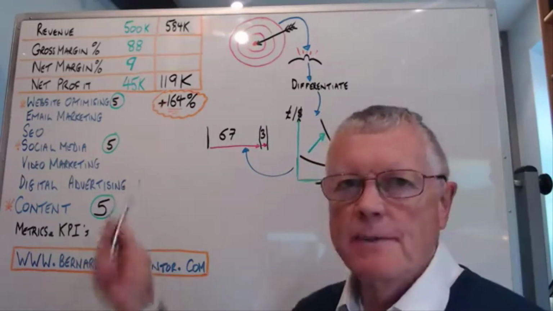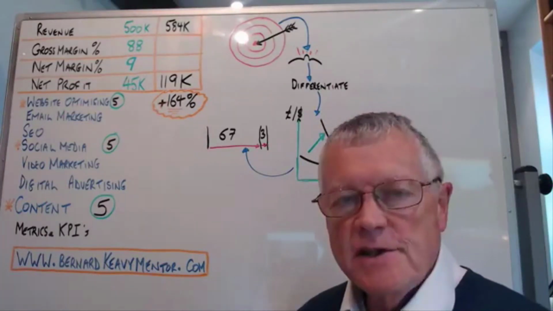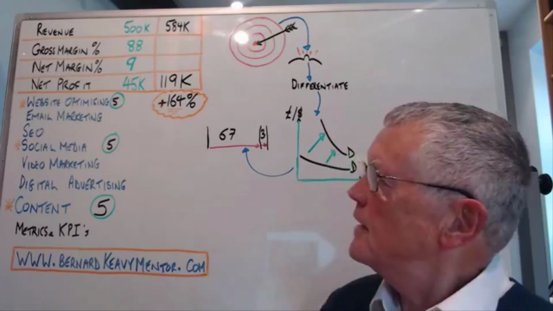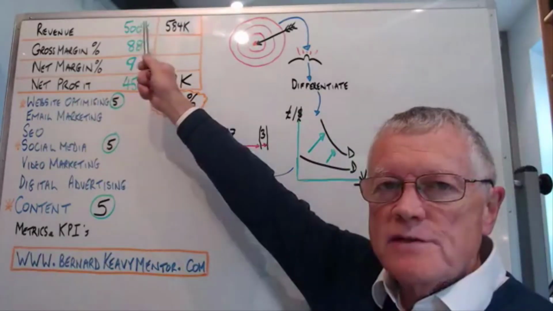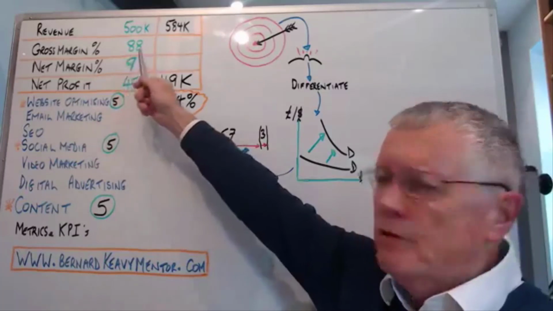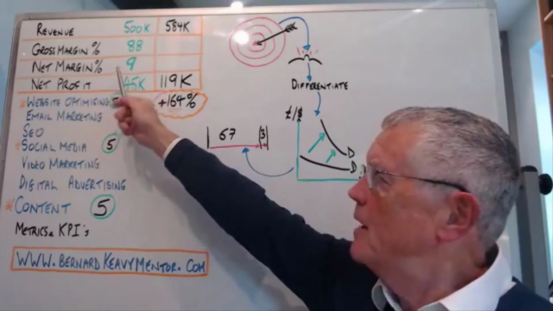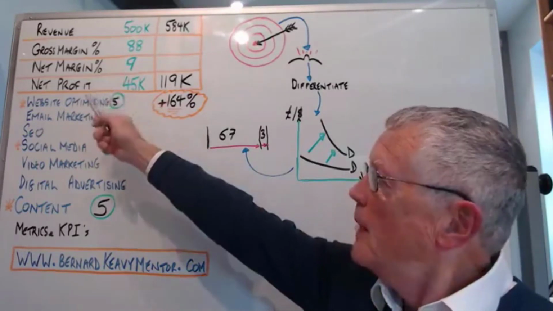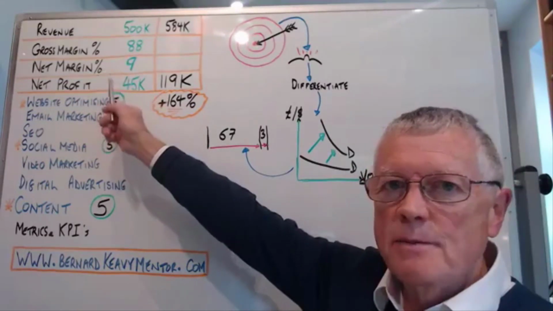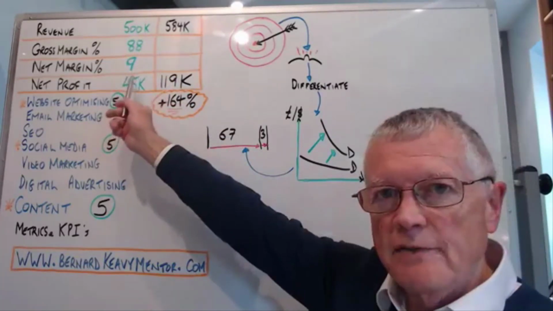A digital marketing audit would be very productive in terms of the results you might find. I've got an example of what I did very recently. It's an accounting services firm, and the revenue was 500,000. I've rounded some of the figures, but the gross margin was fairly typical for the sector, 88%, and the net margin was 9%. Effectively, their bottom line net profit is 9% of 500k, which is 45,000.